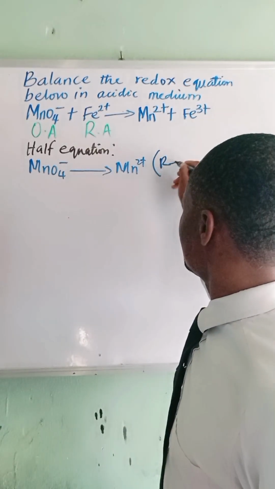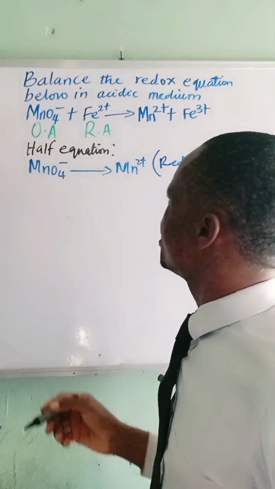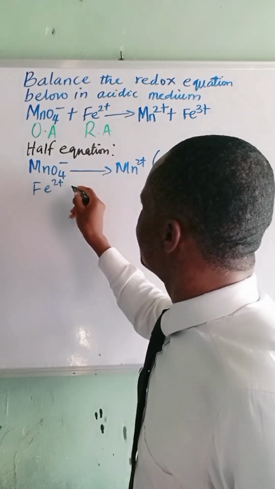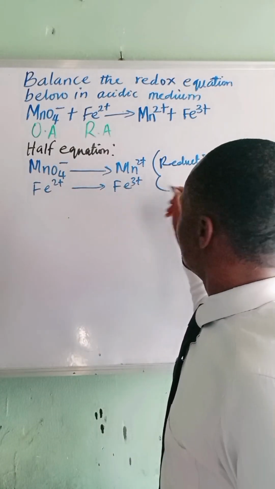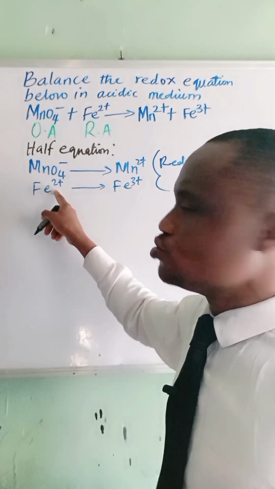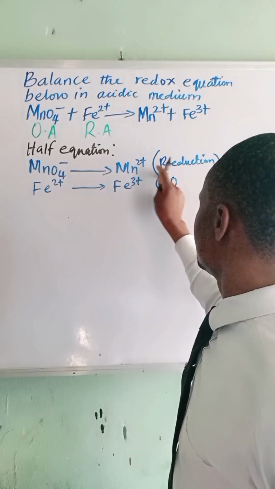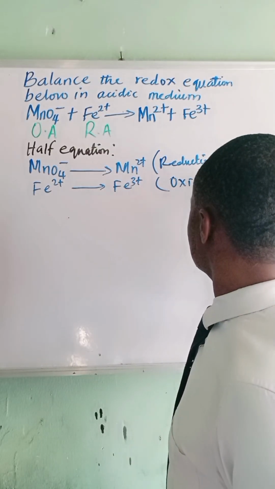So it is reduction. And that of iron 2 will give us iron 3. The oxidation state here is 2. An increase in oxidation number is oxidation. That is oxidation. This one is oxidation.